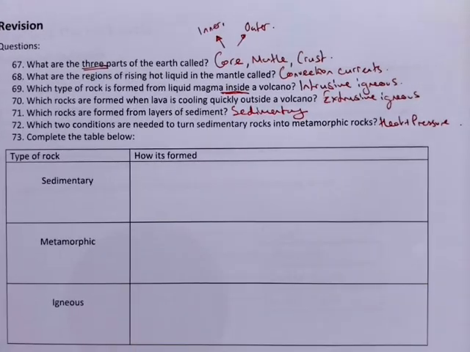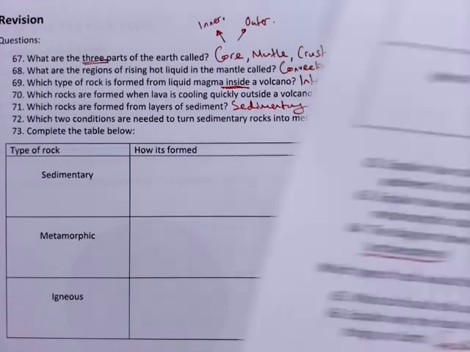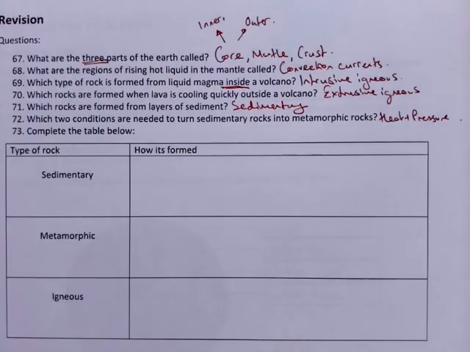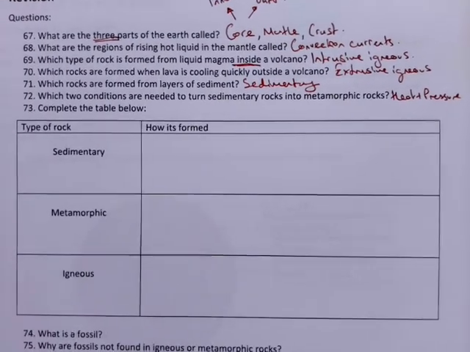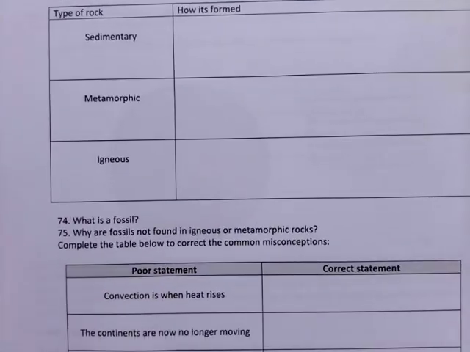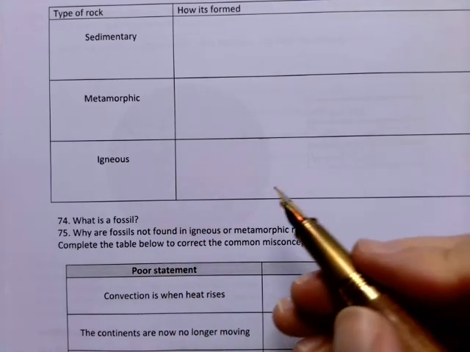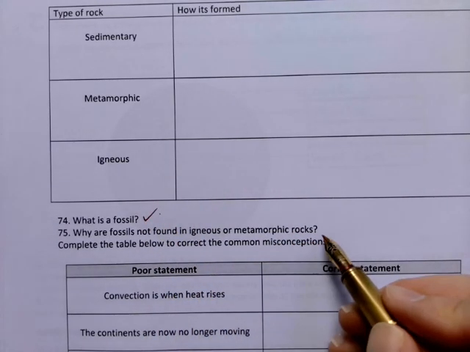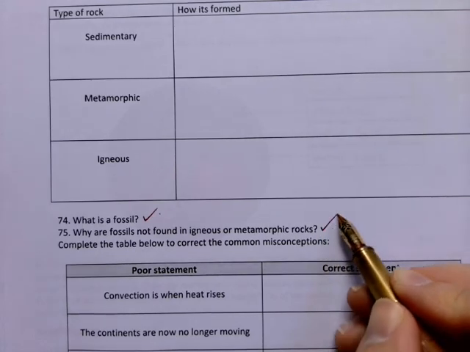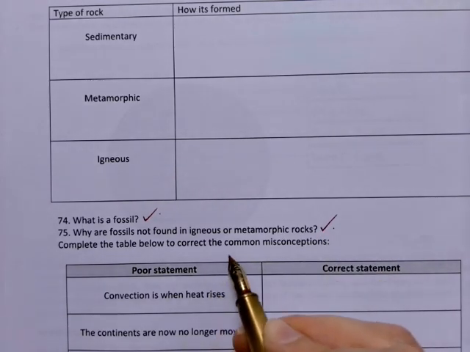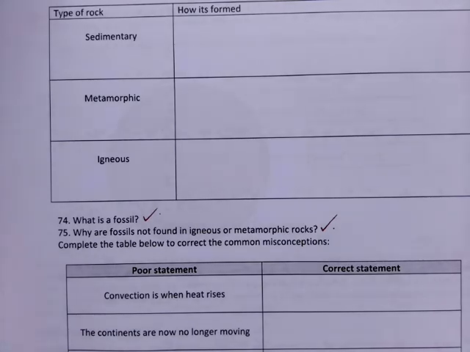Complete the table. Well, we just did this, didn't we? So normally there'd be a bit of a gap between when you do these ones, but you'd have done them immediately after one another. And the same for fossils. We just did fossils. Why are fossils not found in igneous and metamorphic rock? Because they are destroyed. We just did that. And complete the table below to correct the common misconceptions.